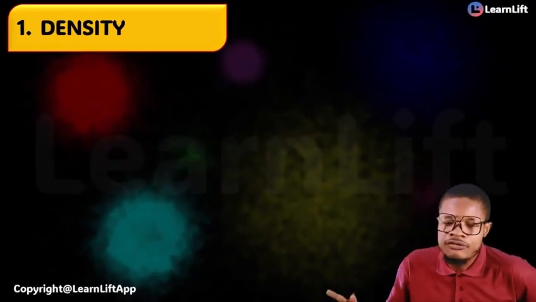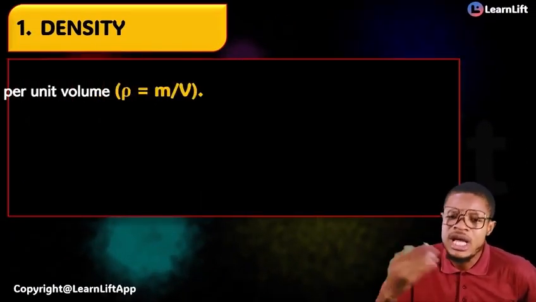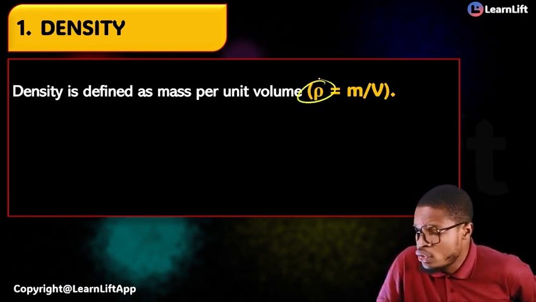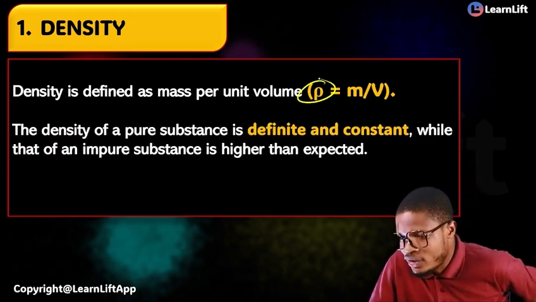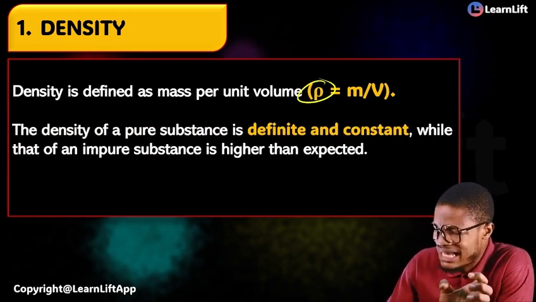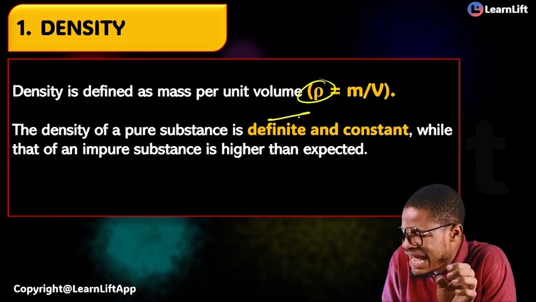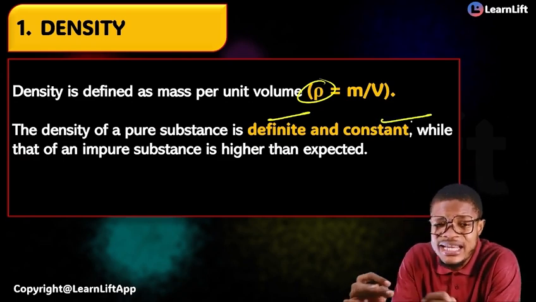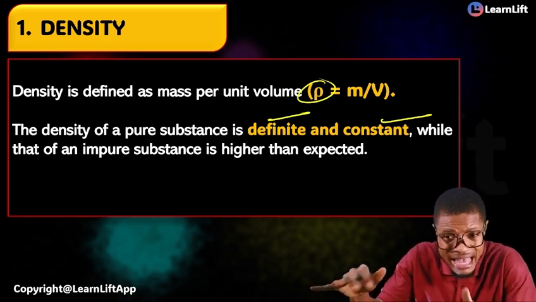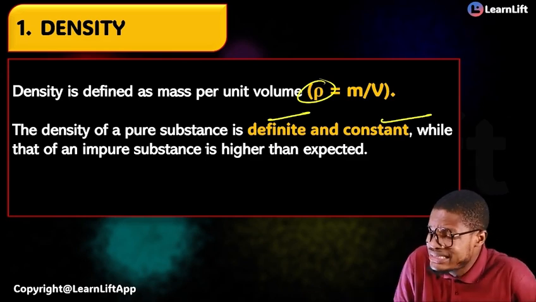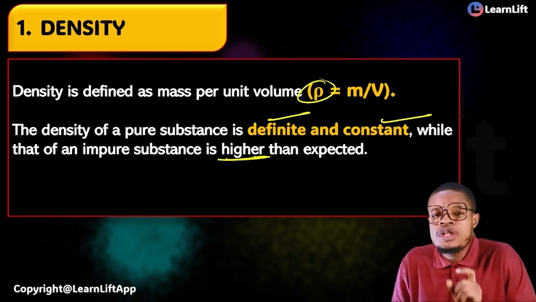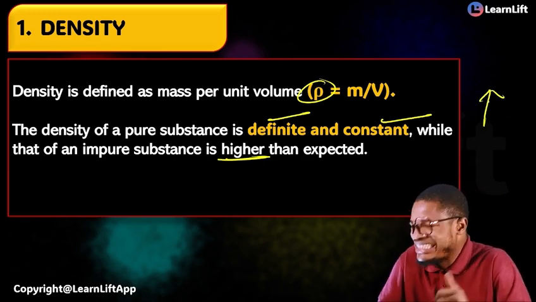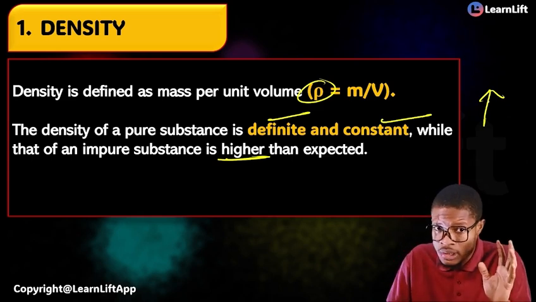On the grounds of density, what is density? Very simple. Density is your mass per unit volume, right? And the symbol for density is rho in physics, which is mass over volume. Don't forget this, that the density of a pure substance is definite and constant. So for pure substances, their density is definite, it is constant, it is the same, while that of impure substances is higher. So what does impurity do to density? Impurity increases density.